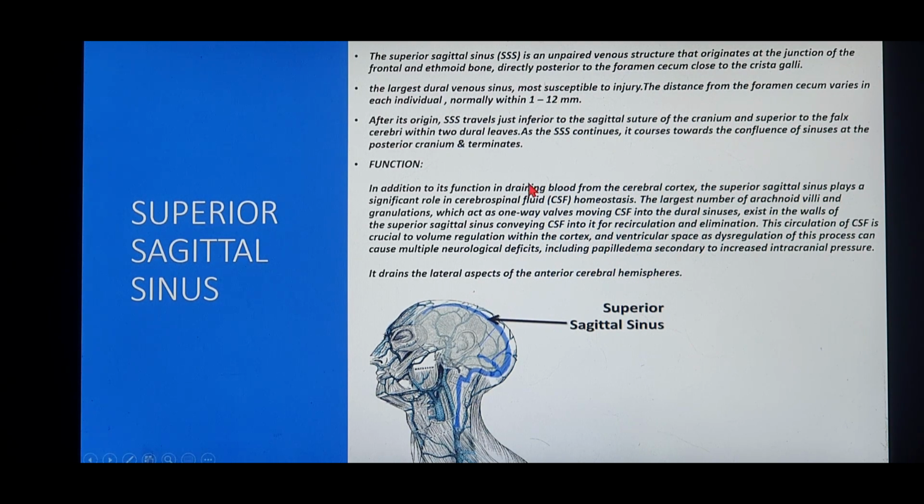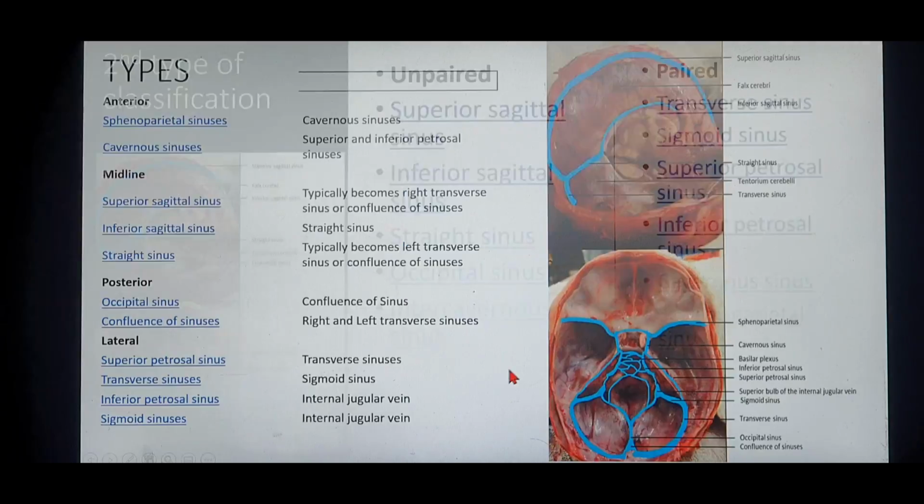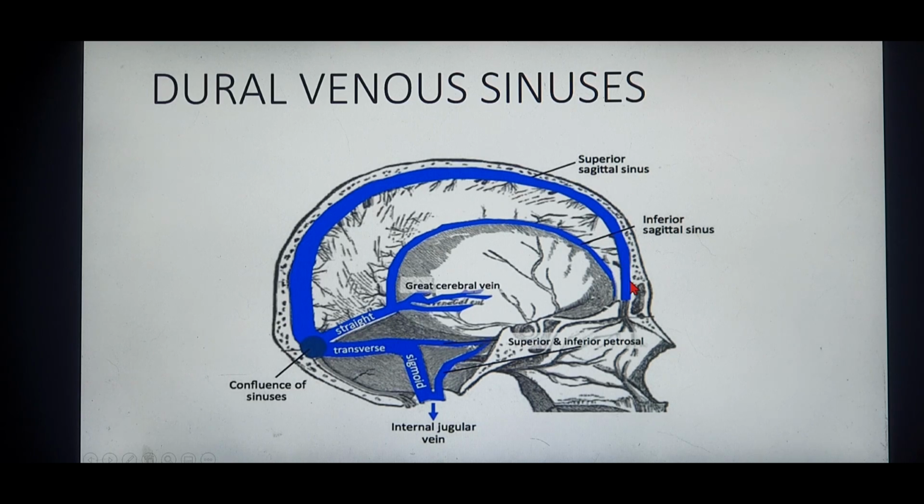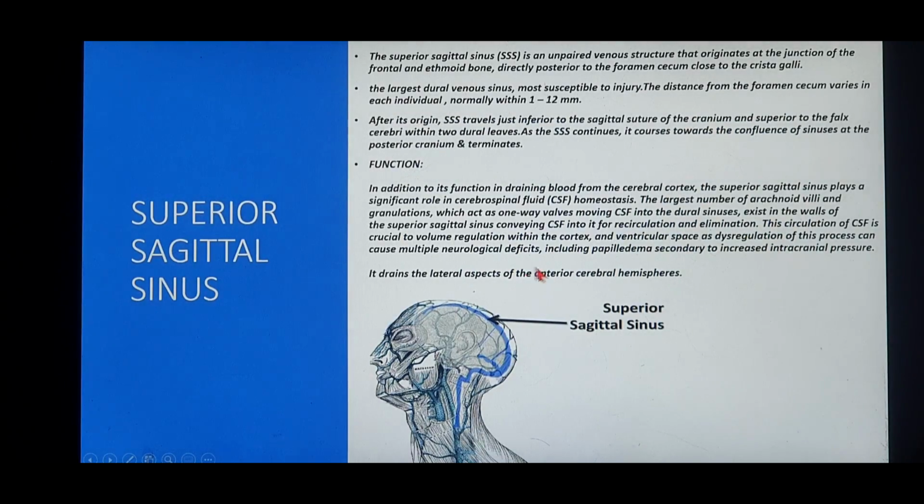The next point we should write is that it starts anteriorly, goes posteriorly, and terminates in the confluence of the sinuses. As I showed you over here, it starts here and ends in the confluence of sinuses. We have discussed the anatomy, the origin and the termination. Now, moving on to the function, the same functions: CSF homeostasis, blood recirculation, and maintenance of the intracranial pressure. So that is basically the functions.